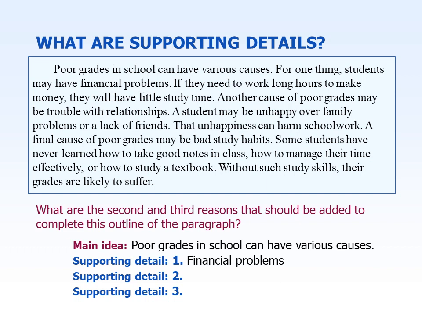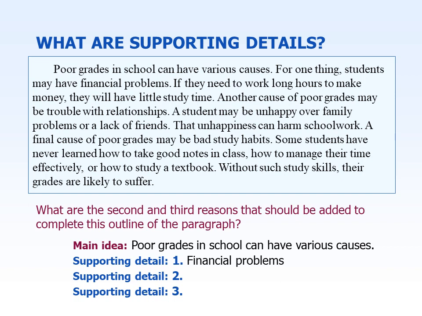We read this in the last chapter. Poor grades in school can have various causes. For one thing, students may have financial problems. If they need to work long hours to make money, they will have little study time. Another cause of poor grades may be trouble with relationships. A student may be unhappy over family problems or lack of friends. That unhappiness can harm schoolwork. A final cause of poor grades may be bad study habits. Some students have never learned how to take good notes in class, how to manage their time effectively, or how to study a textbook. Without such study skills, their grades are likely to suffer.